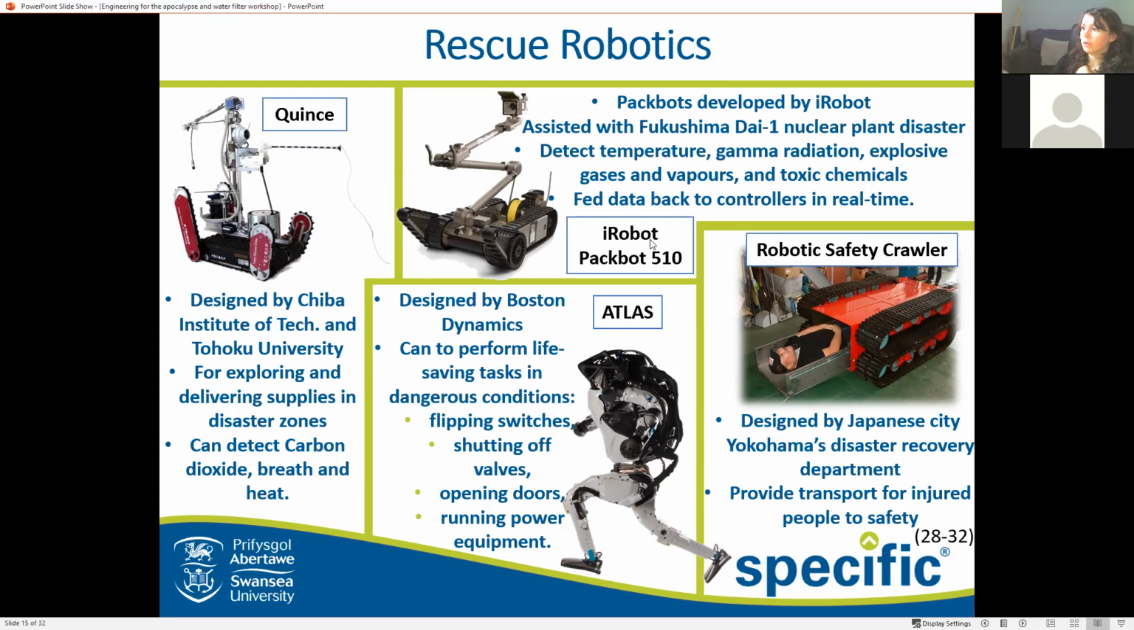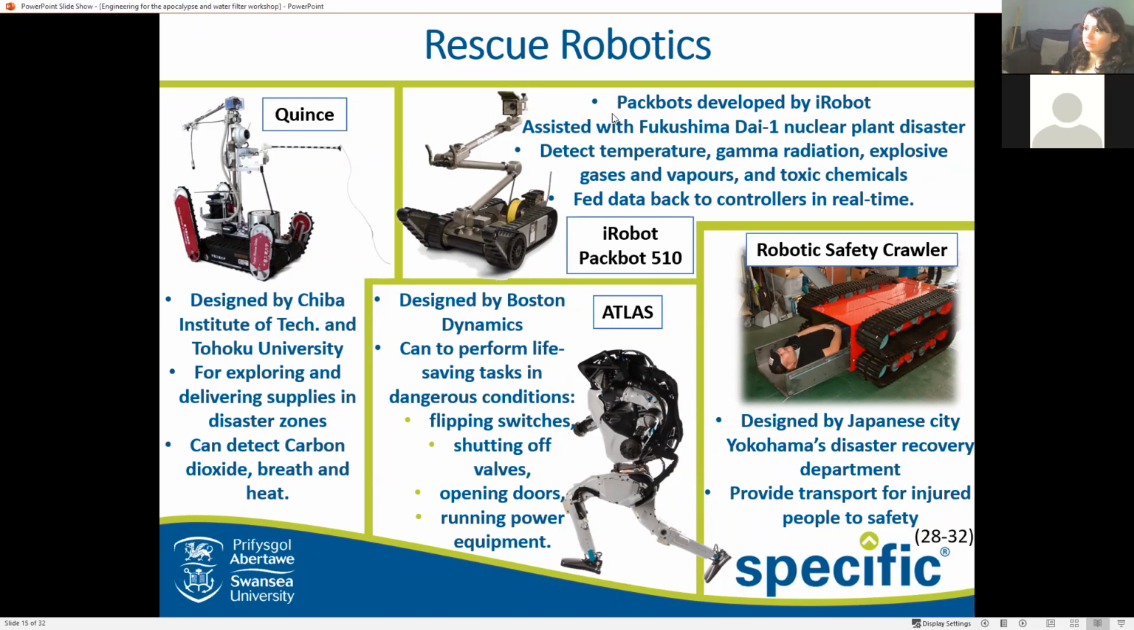A similar system is iRobot's PackBot 510. So you've probably heard of iRobot before, as they are quite famous for the Roomba vacuum, which is very great, it's very cute, very great, but this is actually incredibly useful in disaster zones. So these PackBots were developed to assist with the Fukushima Daiichi nuclear power plant disaster, which happened quite a while back now. But when that happened due to an earthquake, people were not able to access that building. They couldn't check what the damage was like.